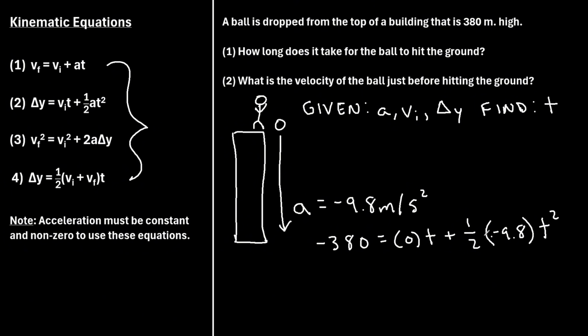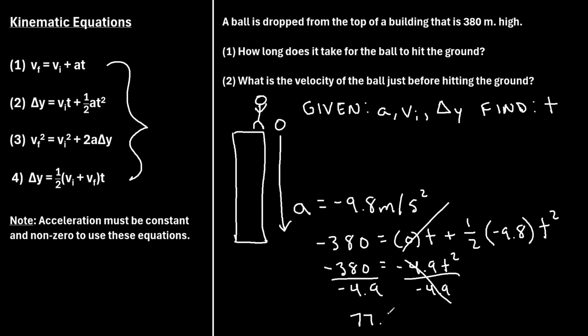So we're trying to solve for t. Let's simplify a little. We get negative 380 is equal to 0, plus 1/2 times negative 9.8, that's negative 4.9, times t squared. To solve for t, we'll divide both sides by negative 4.9. These negative 4.9s will cancel out. On the left-hand side, we have a value of 77.55102. And on the right-hand side, we have t squared.